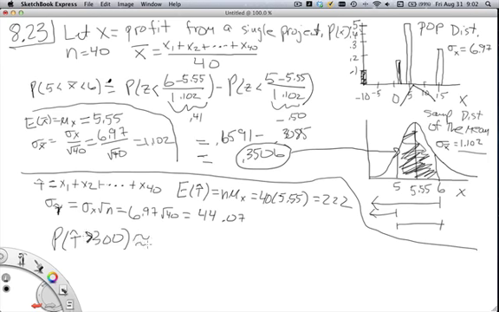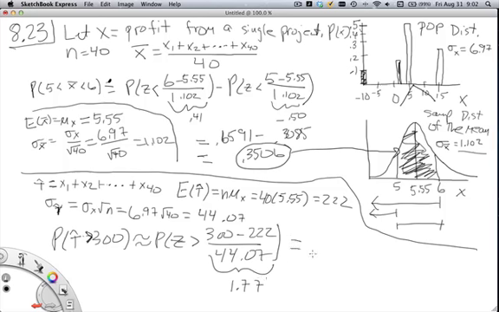Well, using our central limit theorem, this is just going to be approximately equal to the chance that I have a z greater than 300 minus the mean. Well, the mean is 222. Divide by the standard deviation, 44.07. And this is 1.77. We go look that up, and we get a 3.84% chance of having a really good quarter where we make over $300 million that quarter. So again, this was an optional part B, just showing how you could deal with totals as well.